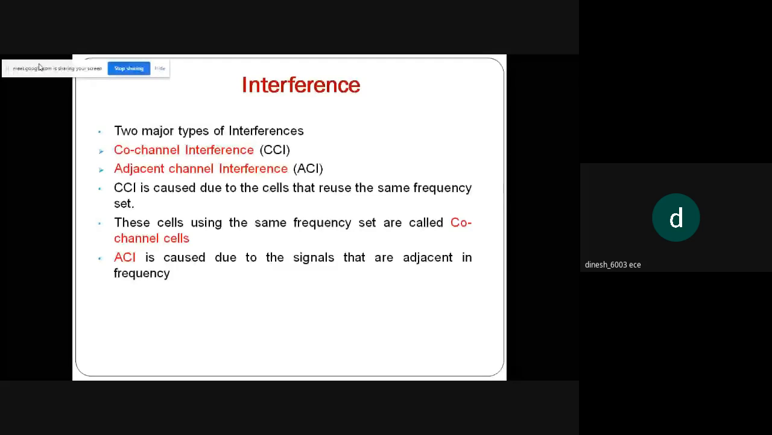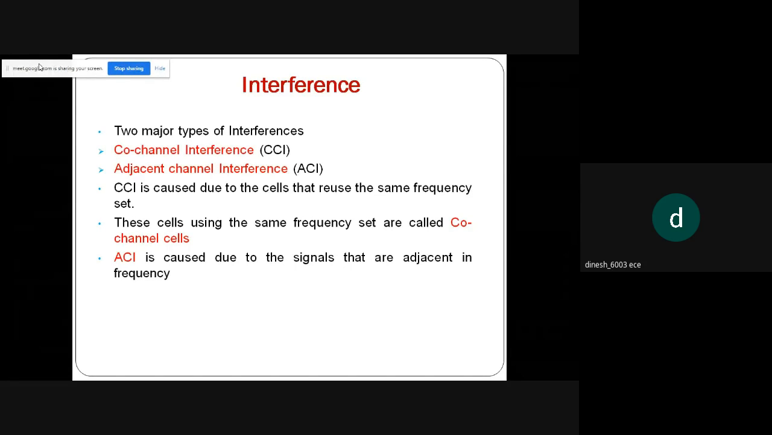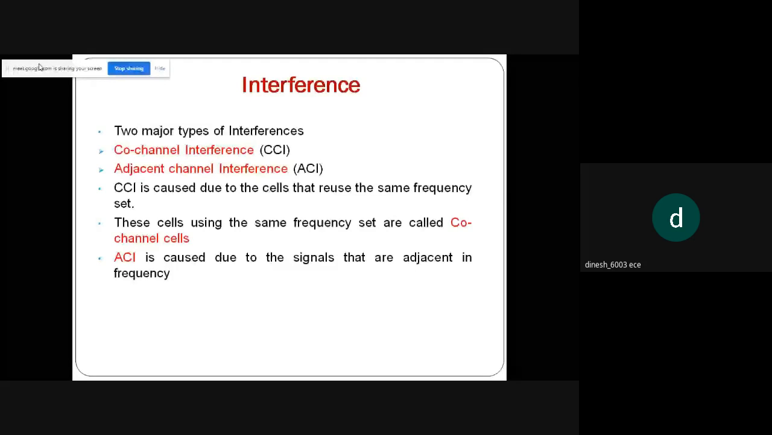Adjacent channel interference is caused due to the signals that are adjacent in frequencies. For example, 1000 megahertz is the frequency of one channel. 999 megahertz is the frequency of an adjacent channel, and 1001 megahertz is the frequency of the other adjacent channel. So if this is the case, interference will definitely occur. So this type of interference is called adjacent channel interference. Okay, channels having frequencies adjacent to them, that we call adjacent channel interference.